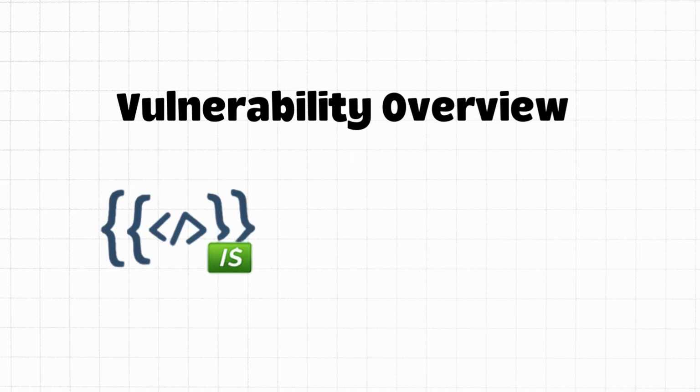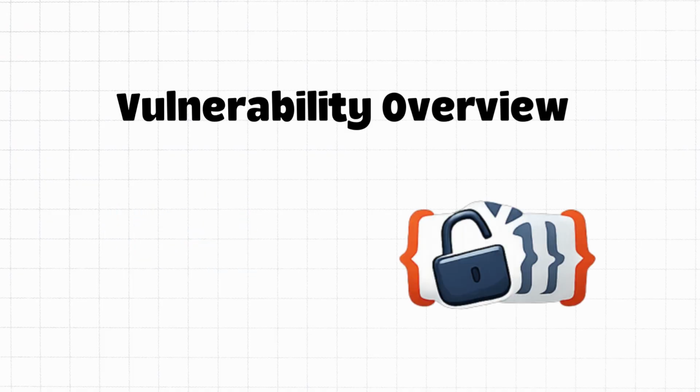The vulnerability exists in N8N's workflow expression evaluation system. Expressions wrapped in double curly braces are evaluated as JavaScript at runtime. The assumption is that these expressions are in a restricted sandbox. However, the core issue is that the sandbox is not properly isolated.